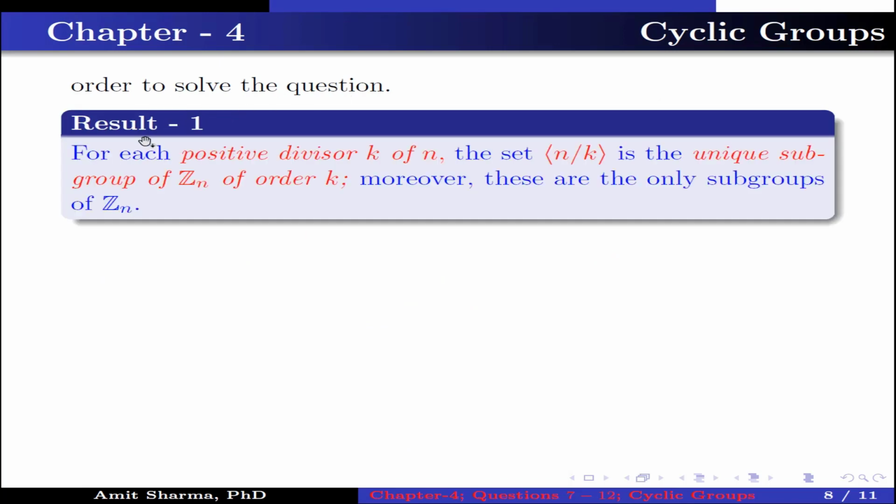Result number 1. For each positive divisor K of n, the set generated by n by K is a unique subgroup of Zn of order K. Moreover, these are the only subgroups of Zn.